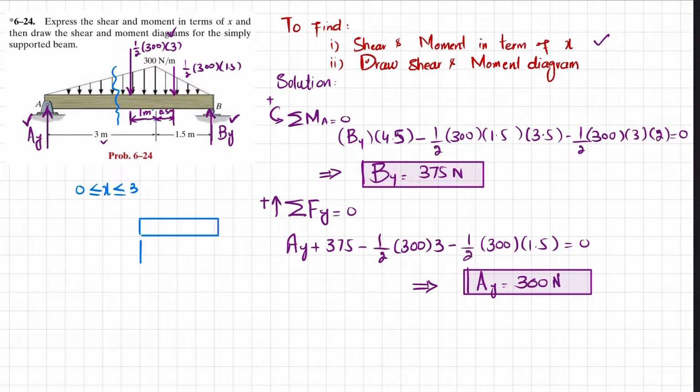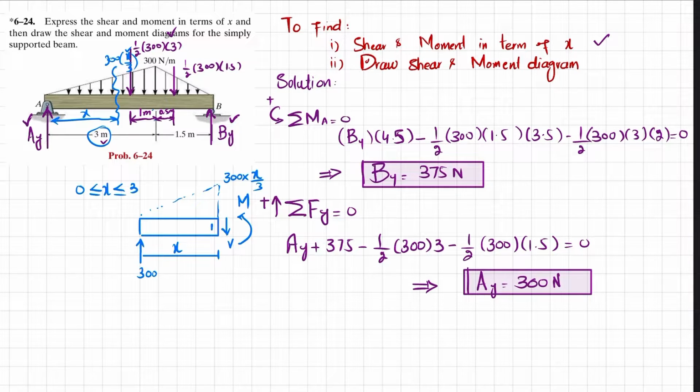So this is Ay, which is 300, and this total distance is x, and there is a triangular load. What will be the magnitude up till this? It will be equal to 300 into x by 3, because this distance is x and the total length is 3, so it will be 300 into x over 3. Clear?